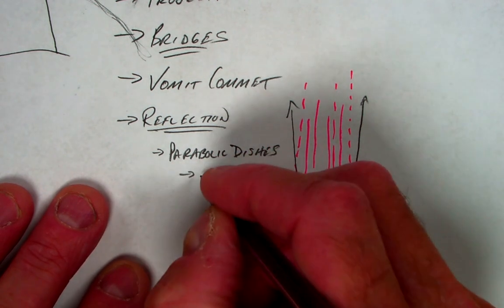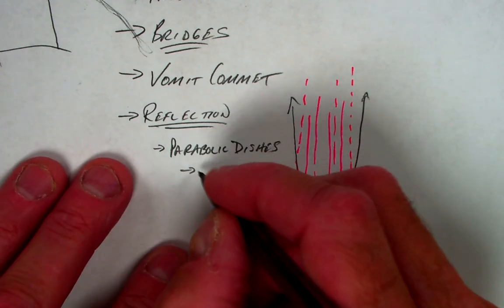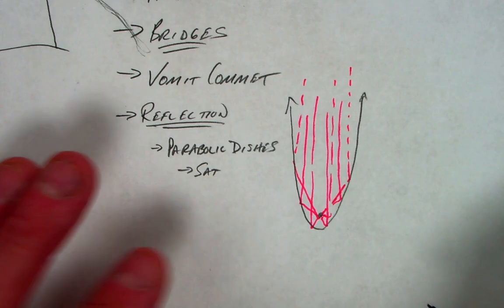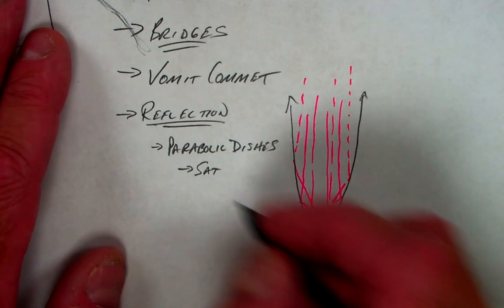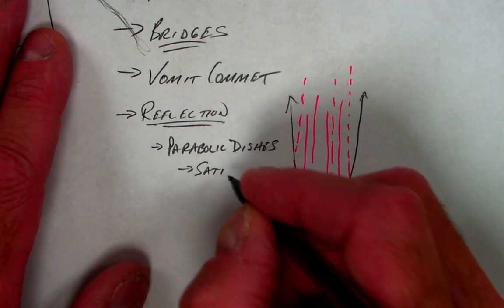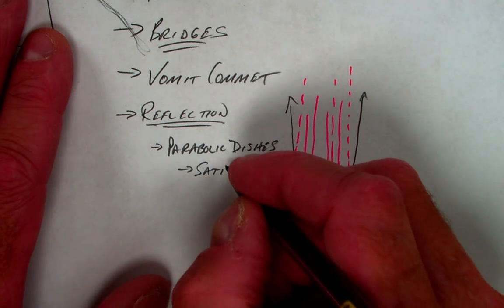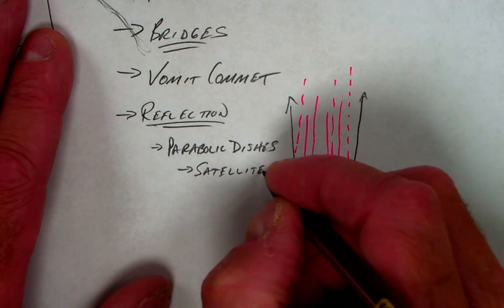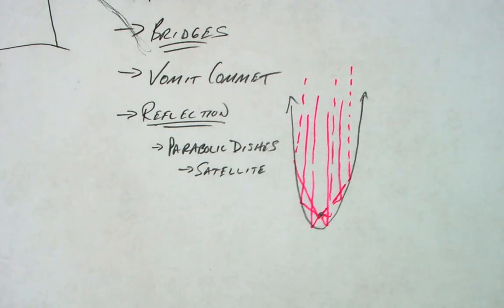Parabolic dishes. And so we like satellite. And I always spell satellite wrong. Is it 2 L's? Yeah. 2 T's or 1? I think 1 T, 2 L's. 1 T. Okay, for like your satellite. Okay.